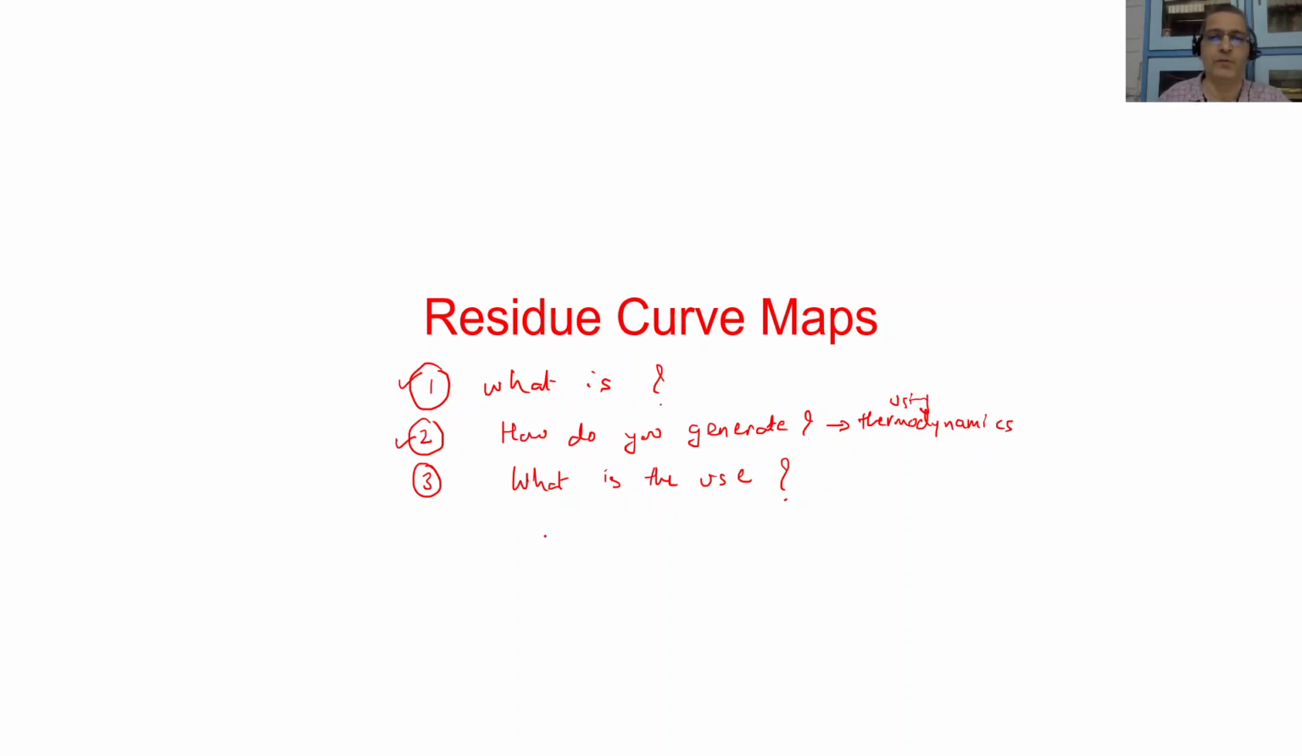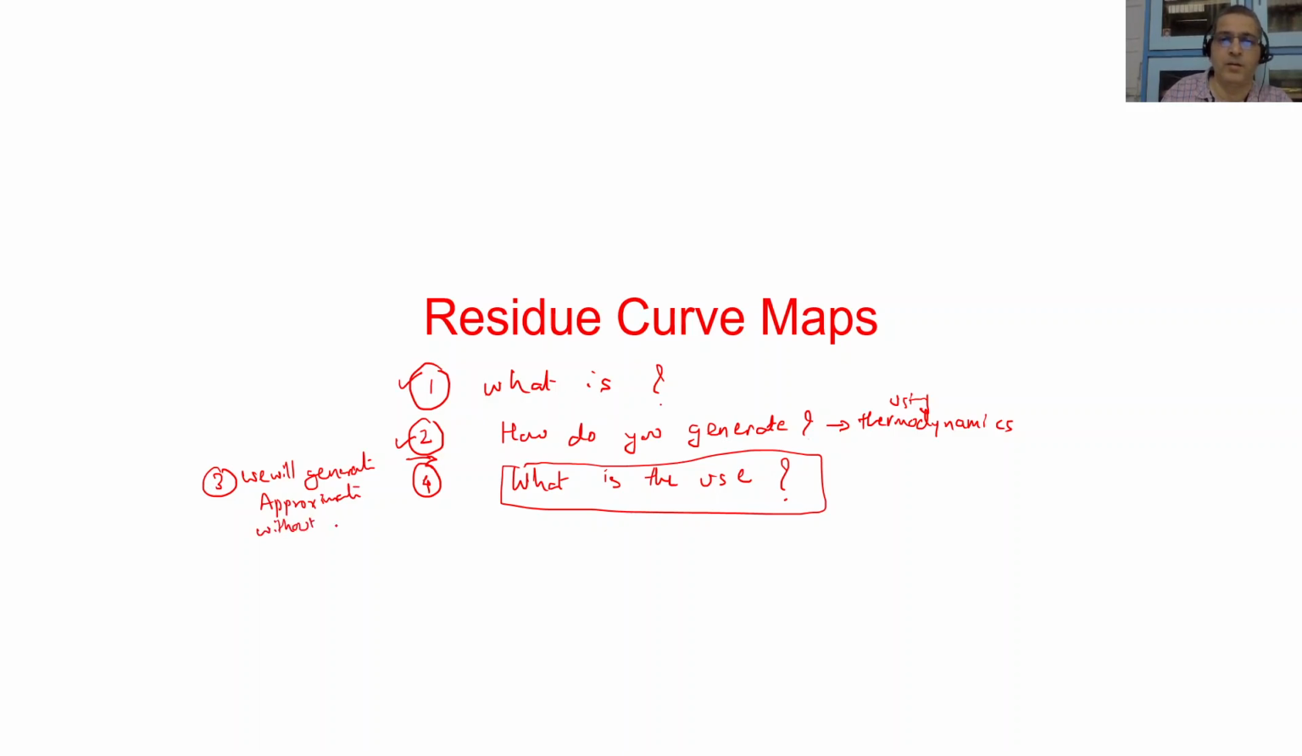In the next class, what we will do is, before we start using them, this becomes our point number 4 now. Point number 3, we will generate approximate residue curve maps without doing rigorous calculations. That's what we are going to see next. Okay, so that's going to come in the next class.